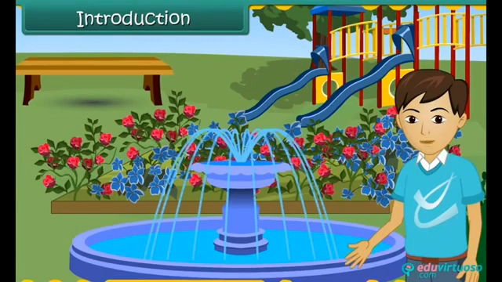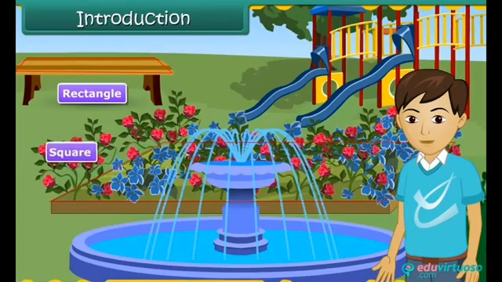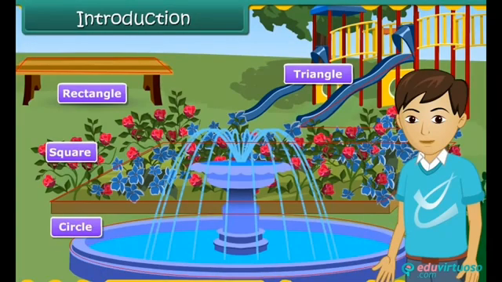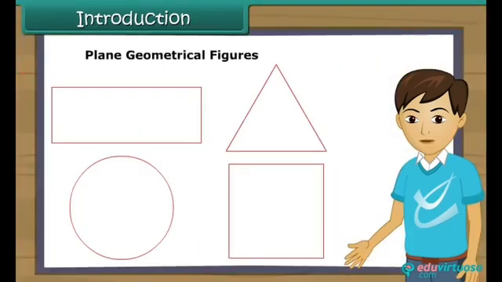Children, now analyze the shapes of different objects in this picture. The shape of the bench is a rectangle. The shape of the flower bed is a square. Slider's shape is triangle. The shape of fountain pond is a circle. These are called the plane geometrical figures. In this lesson, we will learn properties of different geometrical figures.